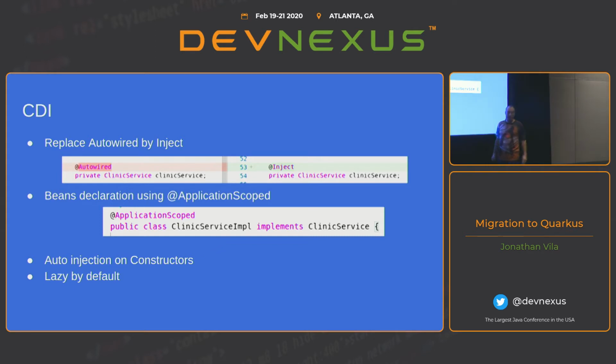So let's go to the steps. CDI is the first module that I tried to migrate. And well, it's easy. So the first change is to change Autowired to Inject.